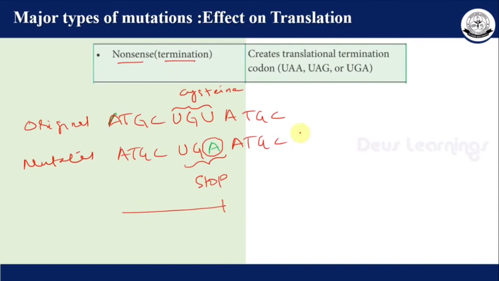But to understand this kind of thing, you should have a good knowledge of transcription and translation. Without knowing transcription and translation, it will be hard for you to understand the concept behind the types of mutation. So what I recommend is, when you finish molecular inheritance, come back again and go through it. That will be a good approach, right?